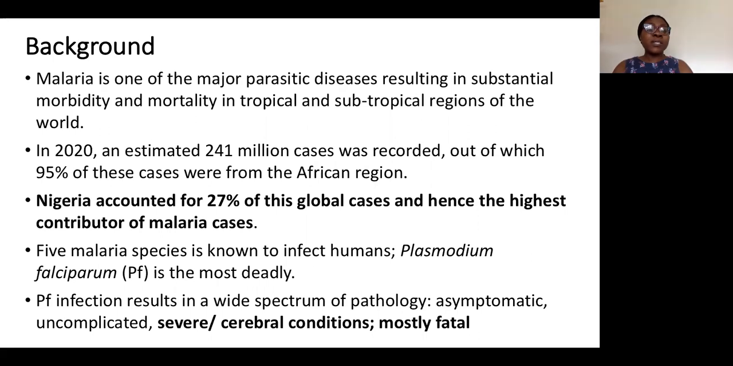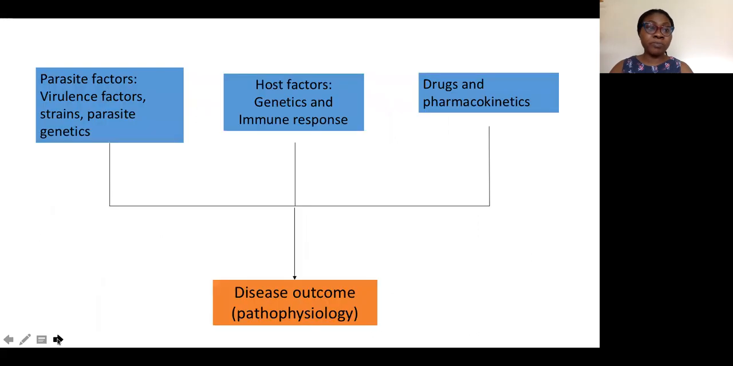So Plasmodium falciparum results in a wide spectrum of pathological outcomes, from individuals who are infected with this parasite and yet remain asymptomatic, to those who become symptomatic but do not have any complication, and to the very severe and cerebral conditions, which in most cases become fatal for anybody that gets infected with this condition.